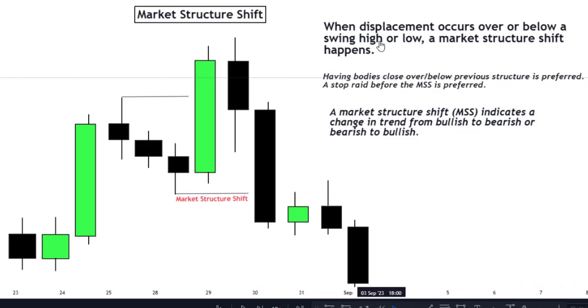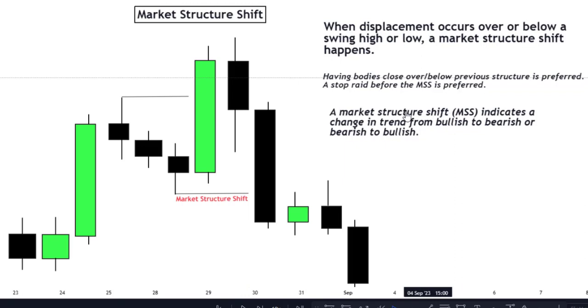When we have a displacement below a swing low or over a swing high, then a market structure shift happens. For instance, we have a displacement that took out this previous low, then we can say that a market structure shift has occurred. That is a market structure shift.